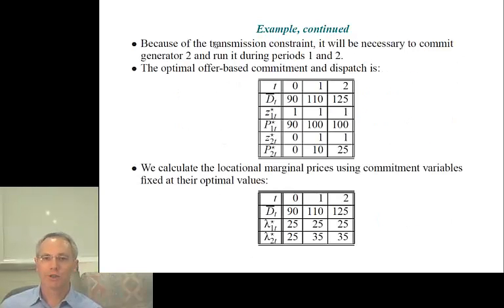So because of the transmission constraint, we're going to have to commit generator 2 and run it during both periods 1 and 2. And in fact, generator 1 can produce no more than 100 because of the transmission constraint. So that means that generator 1 is producing 90 at the end of today and 100 in each of the periods tomorrow. To meet the demand of 110 and 125, generator 2 must produce 10 and 25 megawatts respectively.